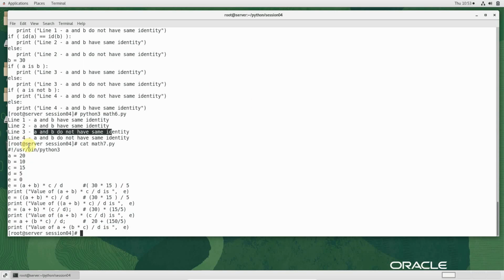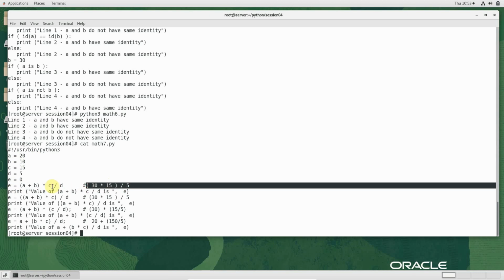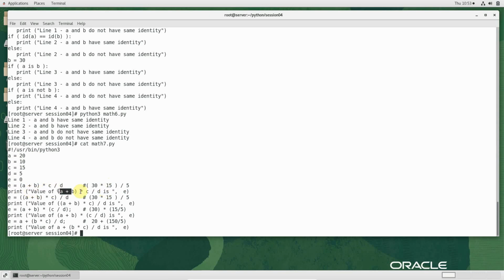And these are expressions. A equals A plus B. E is equal to A plus B multiplied by C divided by E, that is 30 multiplied by 15 divided by 5, and it will give you that answer. Similarly, the value of A plus B, so you will get this expression as it is. I am printing that so that I display it, and it will print the value of A.